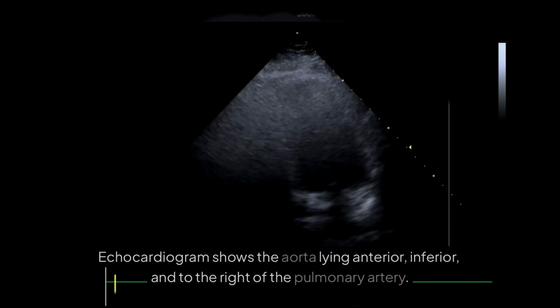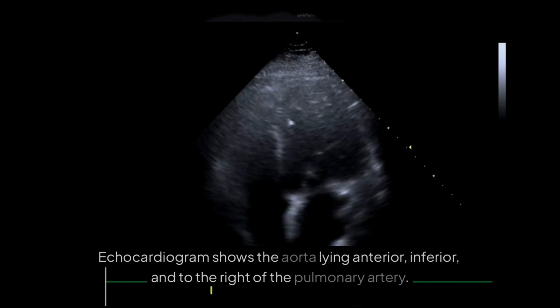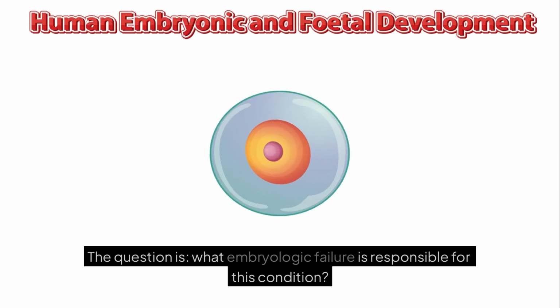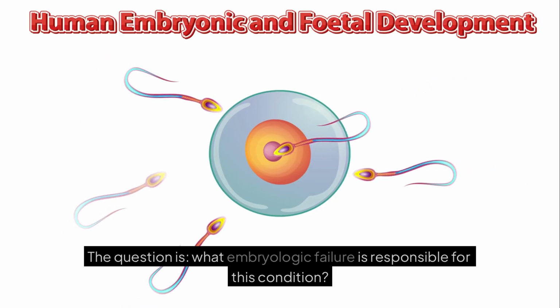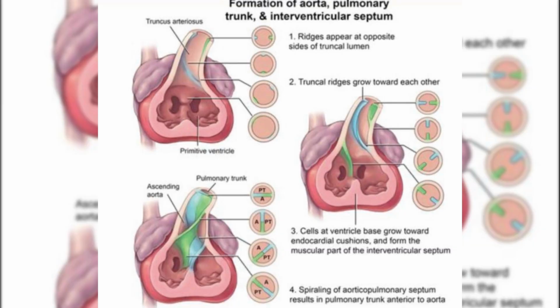Echocardiogram shows the aorta lying anterior, inferior, and to the right of the pulmonary artery. The question is, what embryologic failure is responsible for this condition? The correct answer is failure of spiraling. The clinical and echocardiographic findings in this cyanotic neonate are consistent with transposition of the great arteries.